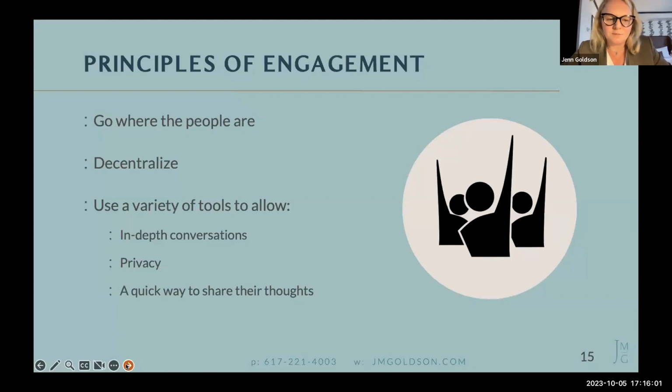And then we also offer people just a quick way to share. Some people may not have a couple hours to spend, or maybe they don't even have the time to put into the survey. So we want to have some quick ways to share thoughts as well. And so by structuring the engagement in this way, we feel that you'll reach not just the broad community, but also provide for in-depth opportunities to have those conversations and reach populations that are harder to reach.